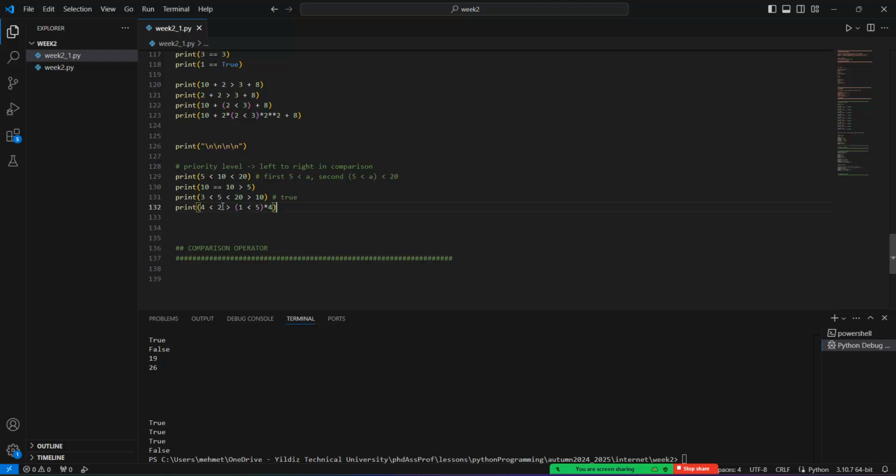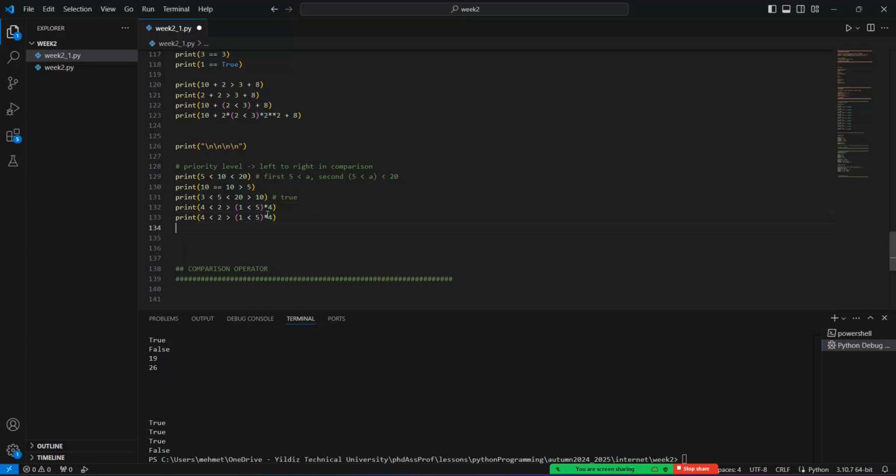It's false because at the same time these values are processed in here, because the arithmetic operator has higher priority in here, and so this is 1, this is 4. Okay, and after that 4 is greater than 2. No, this is false, and returns what? False, and so it's greater than this one. It's not true.